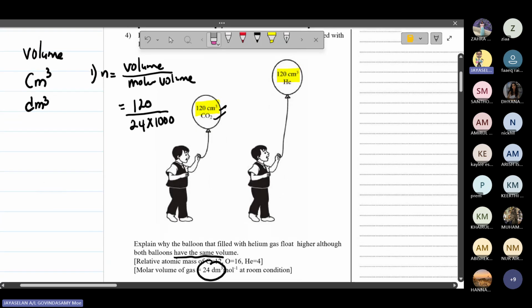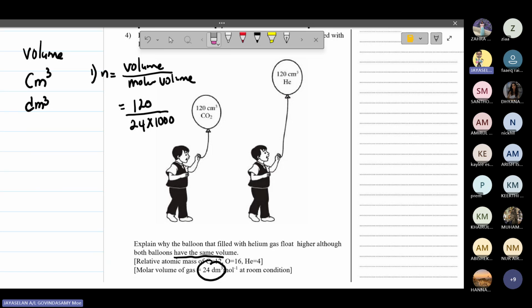Then you ask why this one is higher. One can float higher, another one floats lower. Why? Because of the mass. The mass of this one is lower. When the mass is lower, it becomes less dense. This one's mass is higher. When the mass is higher, it is known as more dense. That's why it floats lower than helium.